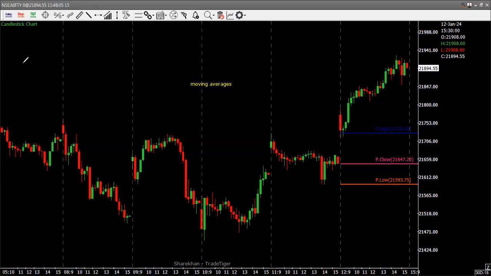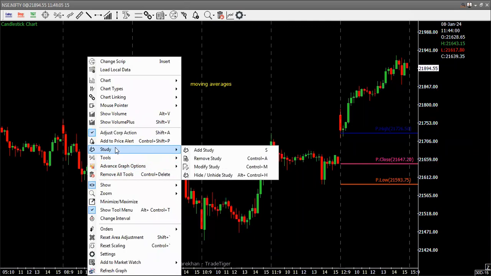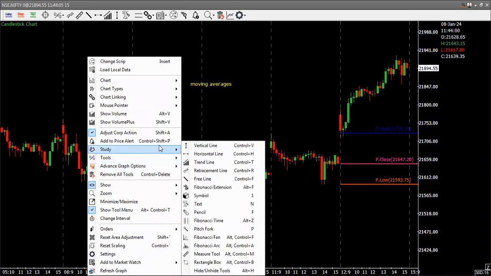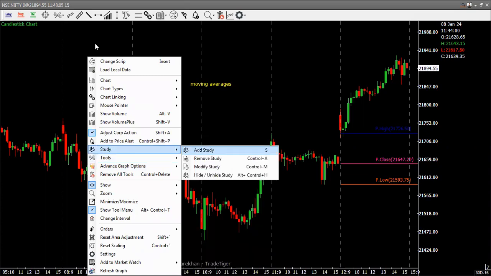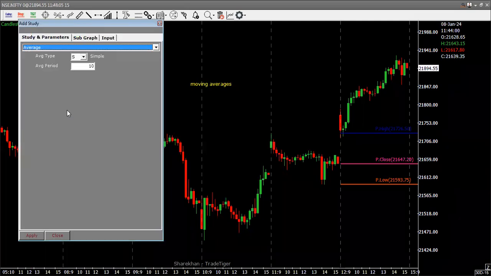Okay, let us plot this moving average in our chart. What you have to do is this: go to Study, add study, and go here to average. See, average in the chart indicates a moving average, because there is no still or stationary average. There is always a moving average. Always keep this in mind.